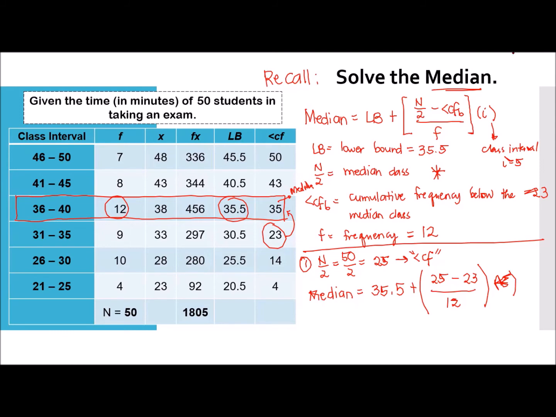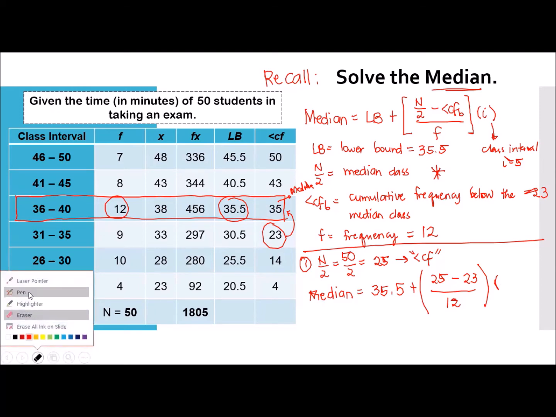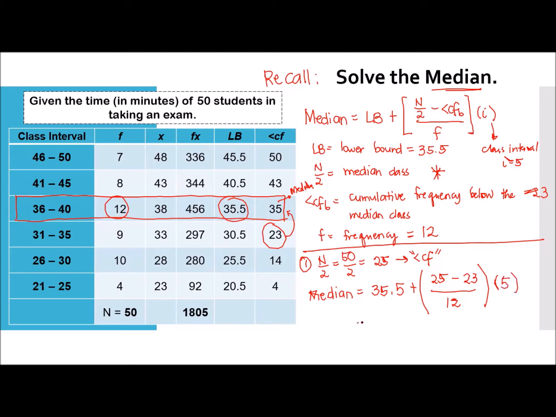Okay, so syempre, ang uunahin natin dito ay yung nasa loob ng parentheses. Okay? Ayusin lang po ulit natin. So, we will have here 5. Okay? So, we will have here 35.5 plus, so 25 minus 23, the answer here is 2. So, magkakaroon tayo ng 2 over 12 times 5.